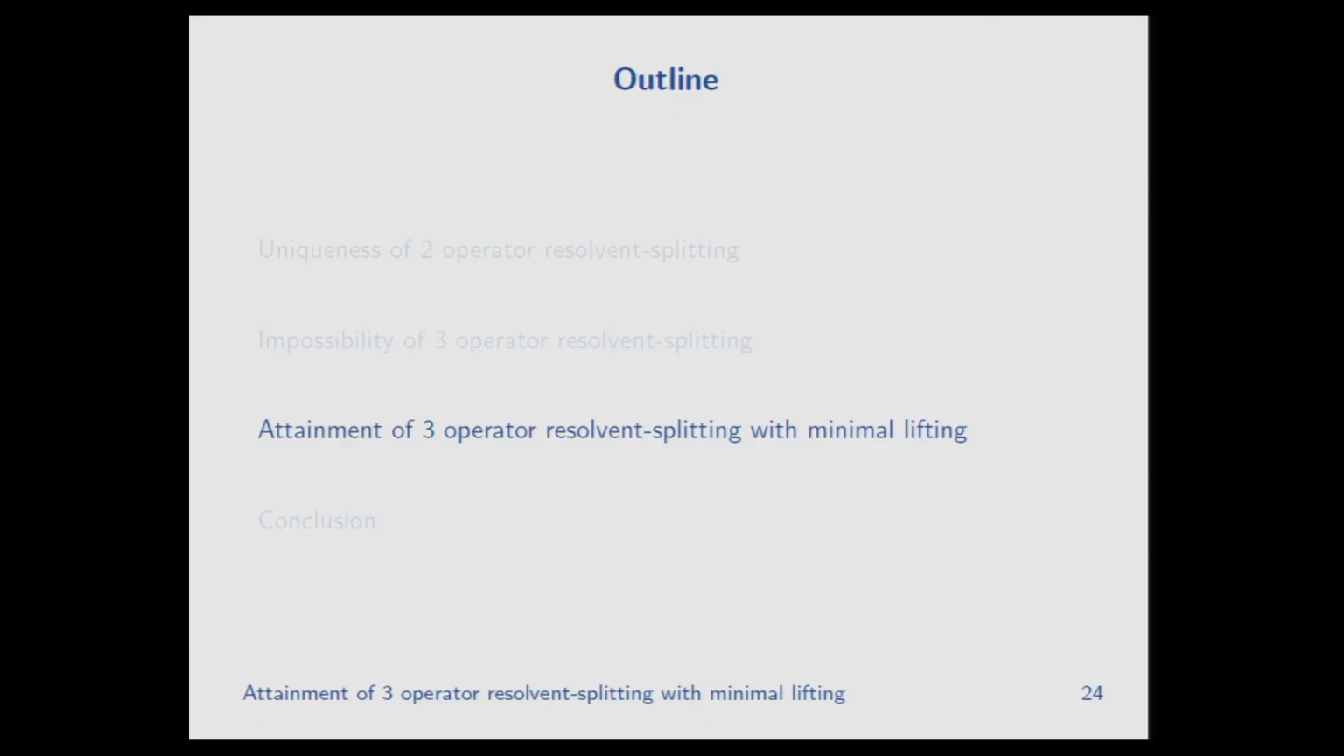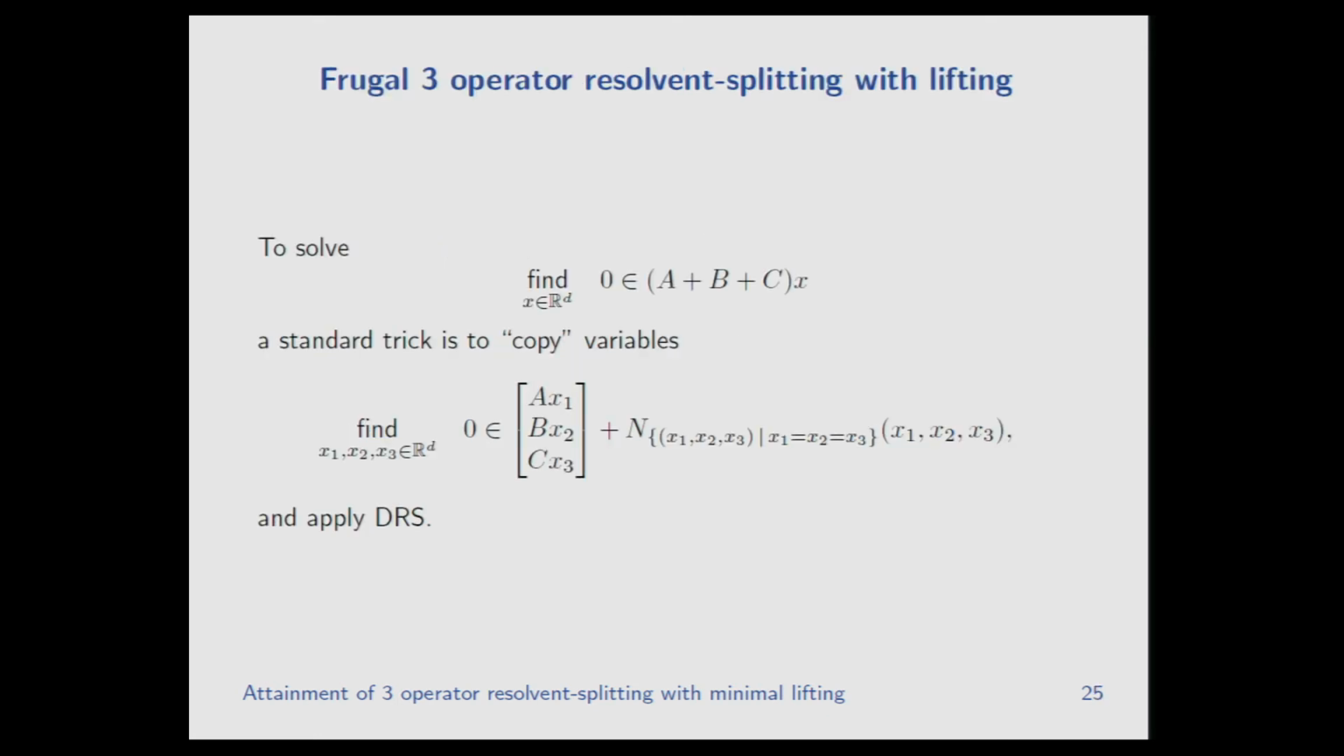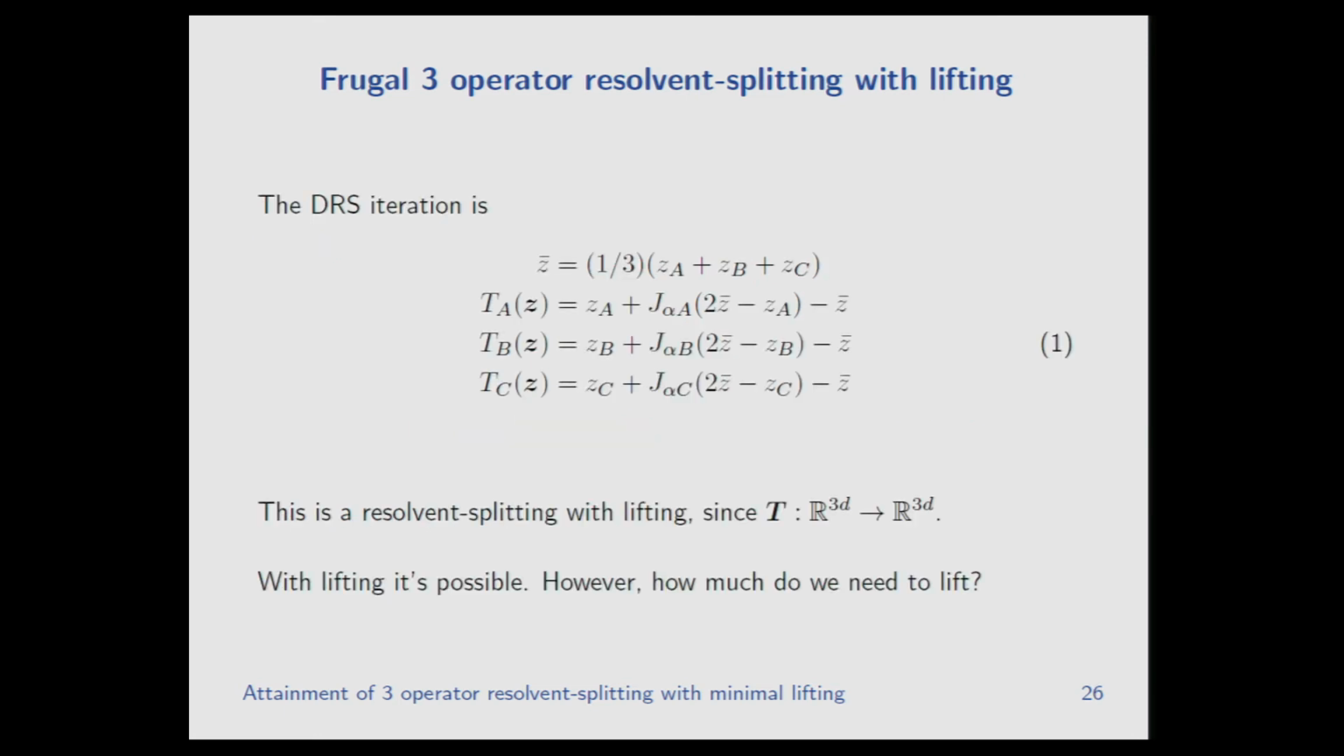OK. All right. So now I'm going to talk about a third topic, which I think is a natural follow-up question to the second result. So let's go back to this 3-operator problem. If somebody asks me how do you solve this, well, of course we can solve this with DRS. We just employ the standard trick, copy variables threefold, and so we have this system, and we can apply DRS. So we can solve it. This is not a problem that we cannot solve. And if we apply DRS and spell out what the iteration looks like, it looks like this.